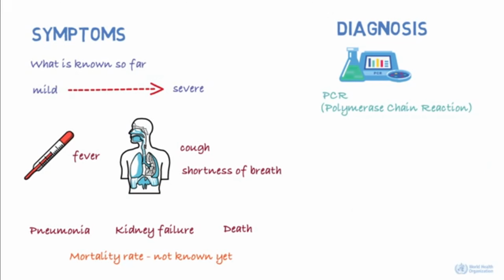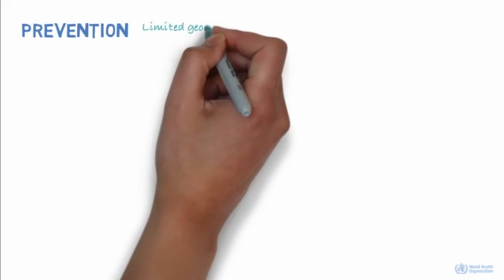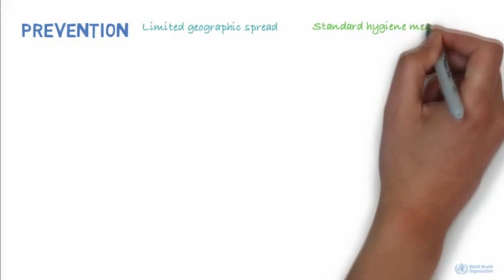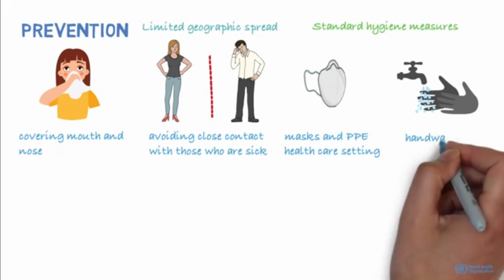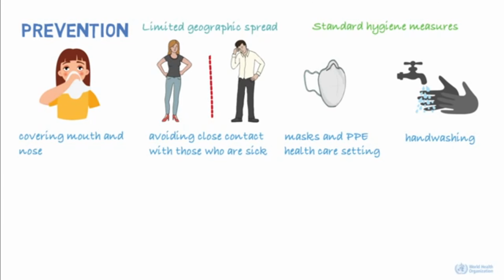How do we prevent transmission of the virus? This new virus currently has a limited geographic spread. However, there are a number of standard hygiene practices that have been recommended to protect against infection and further spread. These include covering your mouth and nose when coughing or sneezing with a medical mask, tissue, or flexed elbow. Avoiding close contact with those who are unwell. The appropriate use of masks and personal protective equipment, especially in a healthcare setting. Washing hands regularly with soap and water or alcohol-based hand rub.